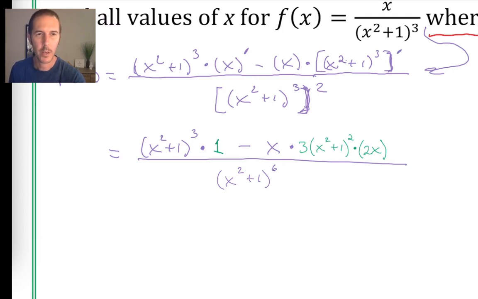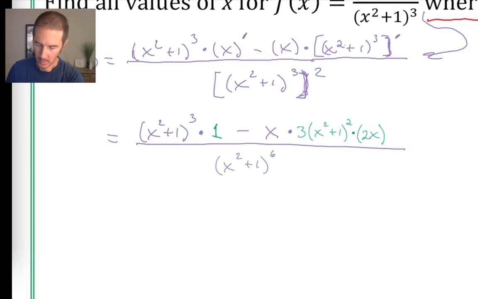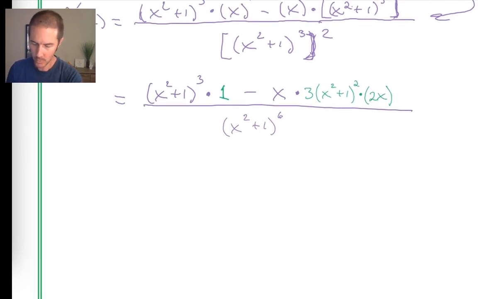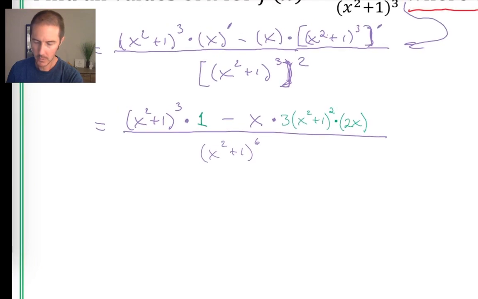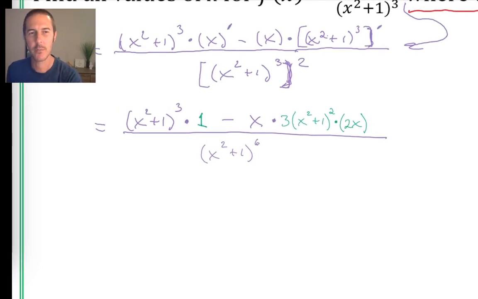All right, now what am I going to do? In the numerator, I've got an x squared plus 1 to the 3rd. And then in the next term, I've got an x squared plus 1 to the 2nd. And in the denominator, I've got an x squared plus 1 to the 6th. I think what we should do is, in what order do I want to do this? Let's just clean it up a little first. Tidy up.